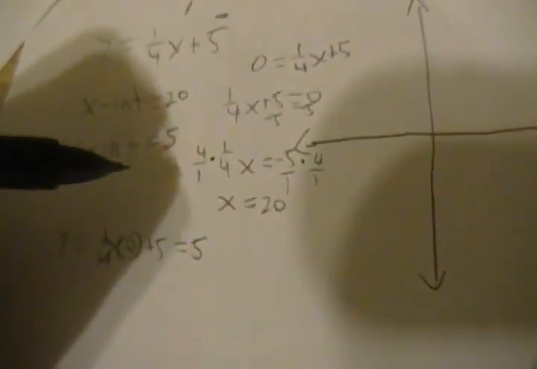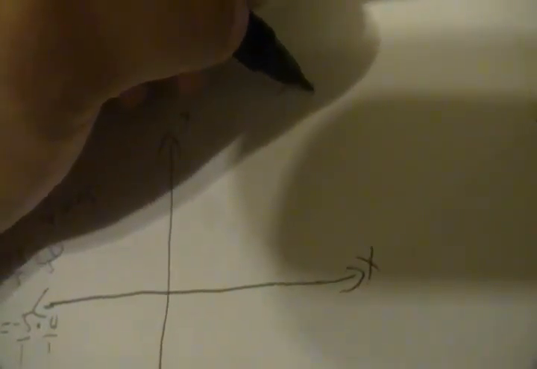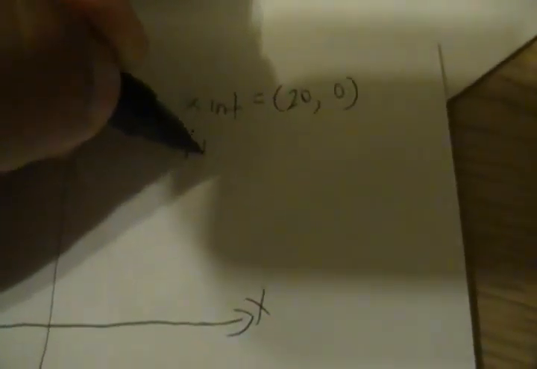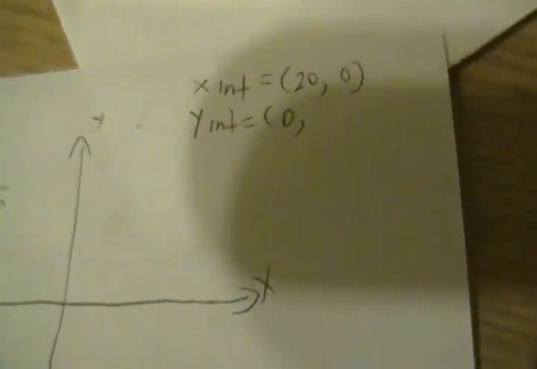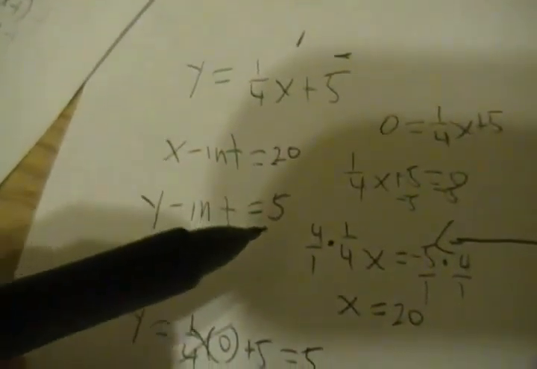Now if we're going to graph this, remember that the x-intercept is going to be the x value. For example, right here, it's going to be 20, the x value. And then the y is going to be 0. That's what x-intercept means. And the y-intercept is going to be, x is going to be 0, and then the y value, which is going to be 5. So we have 0, 5.